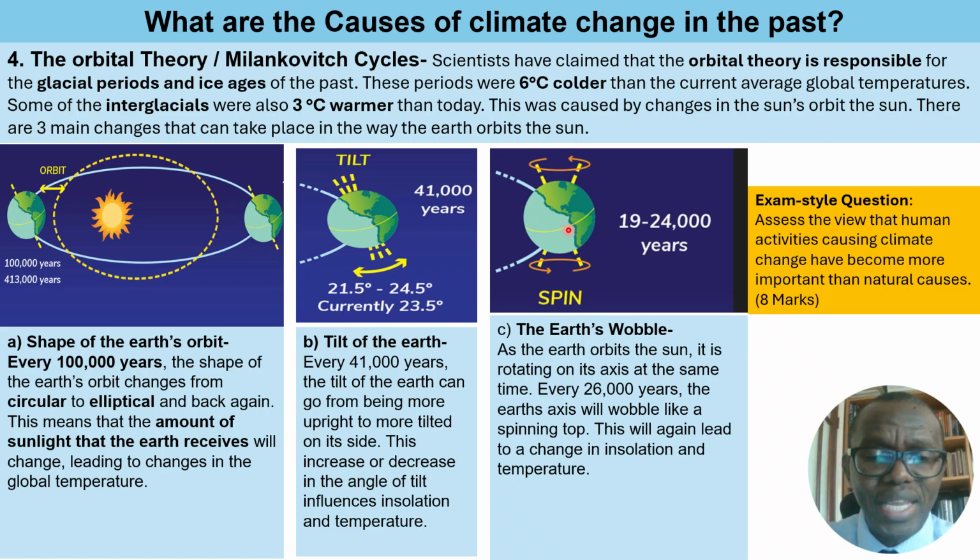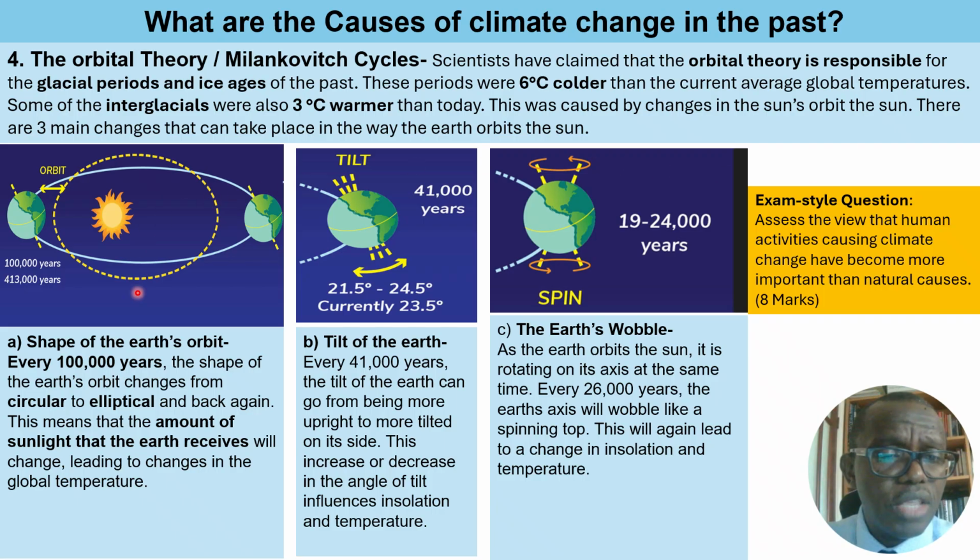The last one that can take place is the Earth's wobble, and this happens every 26,000 years or so. So as the Earth orbits the sun, it's rotating on its axis at the same time. So this Earth is rotating, it's spinning, but also revolving around the sun. But every 26,000 years, the Earth's axis will wobble like a spinning top. So this again will lead to a change in insolation and therefore alter global temperature.